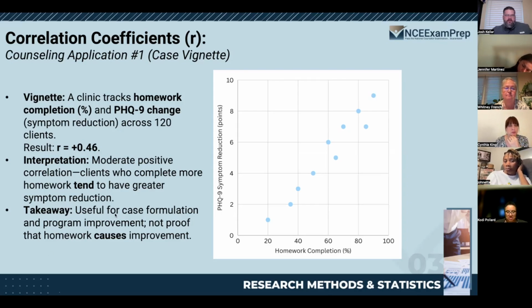So the takeaway here, useful for case formulation and program improvement, but it's not proof that homework causes improvement, right? We could say, hey, if you want your symptoms to improve, people who do their homework, according to our research, tend to improve. We can't guarantee that's going to cause it, right? Okay.